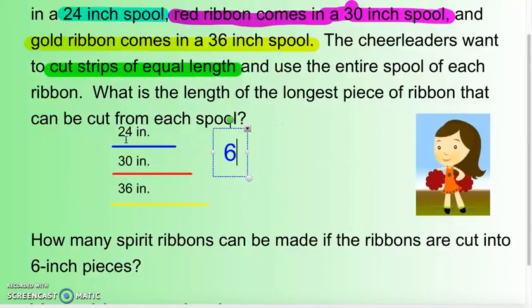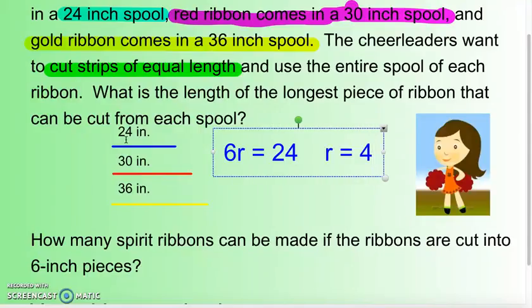Well, it's 6 inches per ribbon, and I'll just say that it's R. Okay, so it's 6 inches per ribbon, and I need to equal 24 inches. So how many ribbons will I get? You are absolutely right. I will get 4 of them because I know that 6 times 4 is 24.